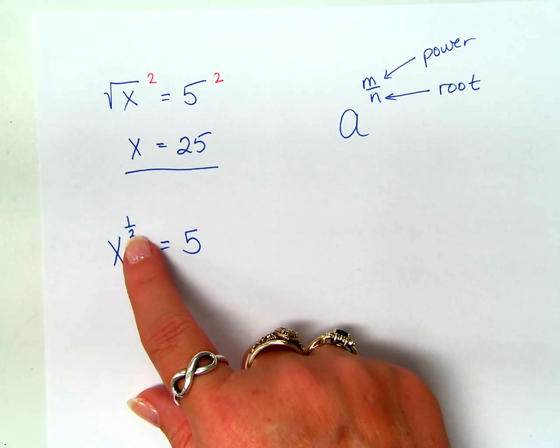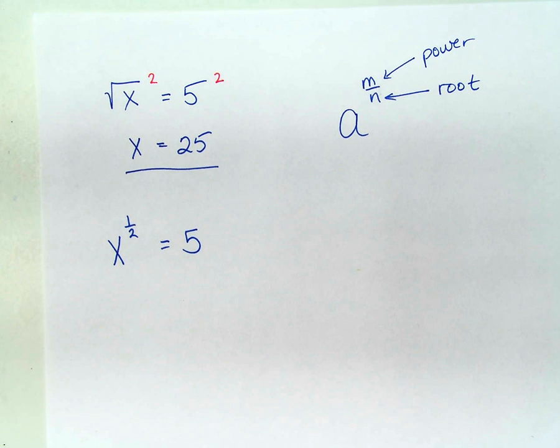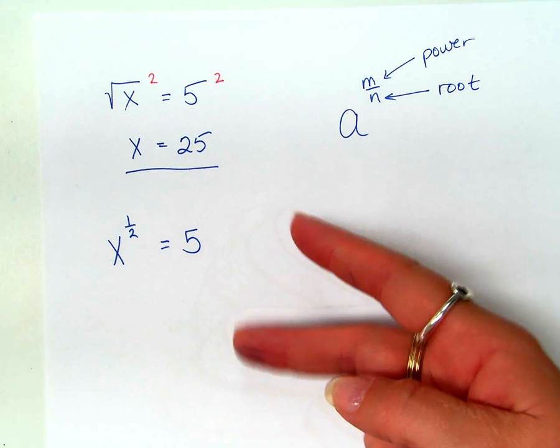How could I make this exponent be a 1? I can't just poof make it a 1. I have to do some sort of operation to it to make it become a 1. Have you guys ever heard of a reciprocal? What is a reciprocal? Yeah, you're showing me with your hands, right? We go like this. We flip it over.